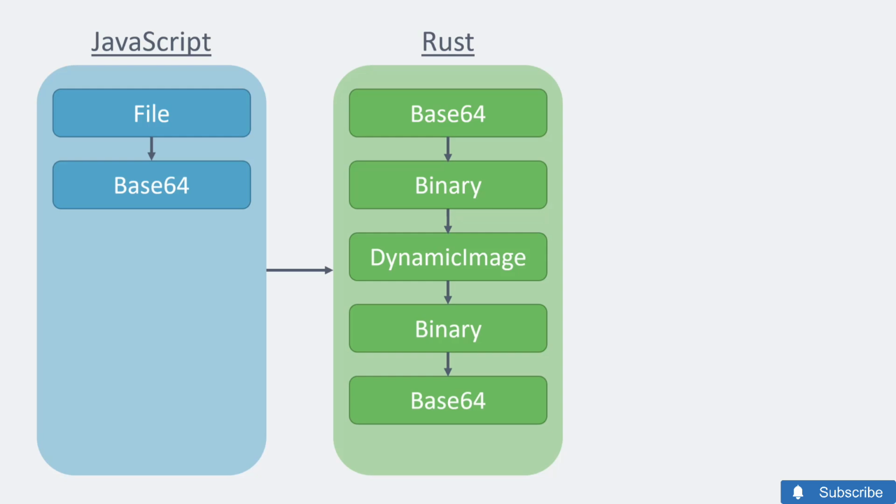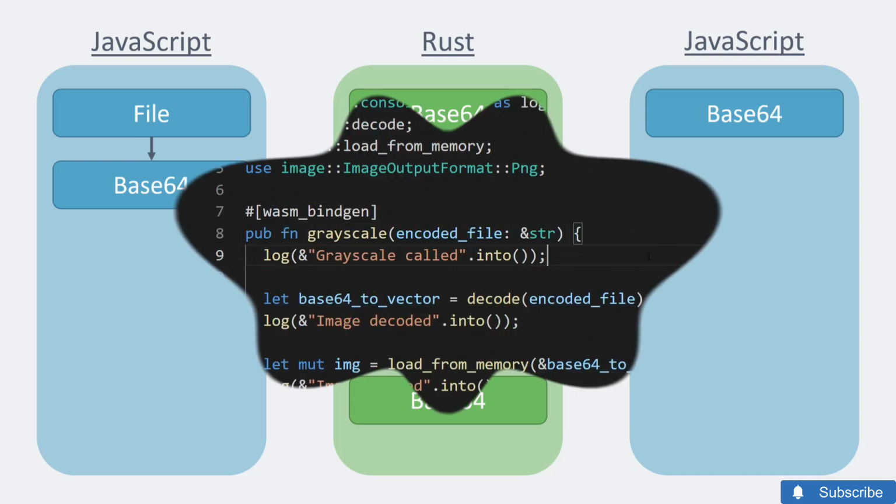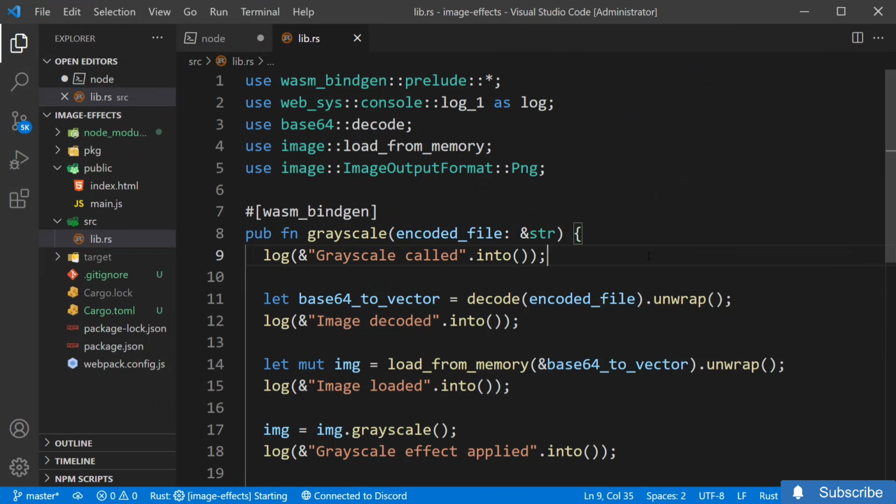At this point, we need to reverse the chain by converting the image into binary data. Next, we need to convert the binary data into a base 64 string. The string will be given back to JavaScript. From there, JavaScript can render the image. Let's begin taking the final steps. We'll continue working on the Rust file.